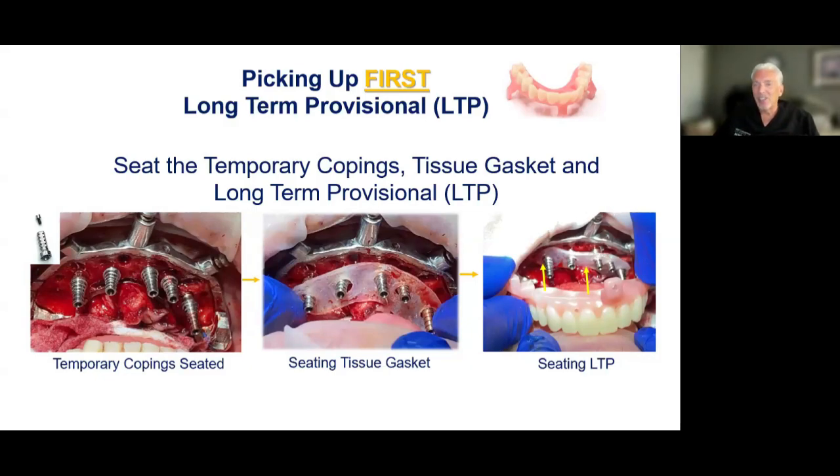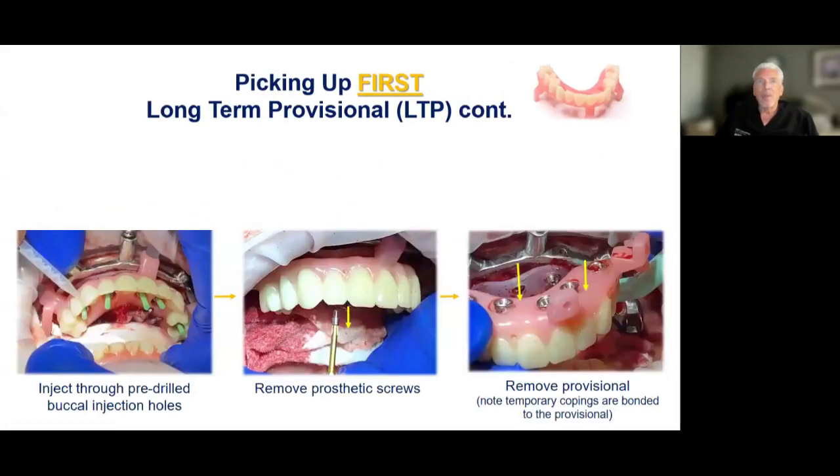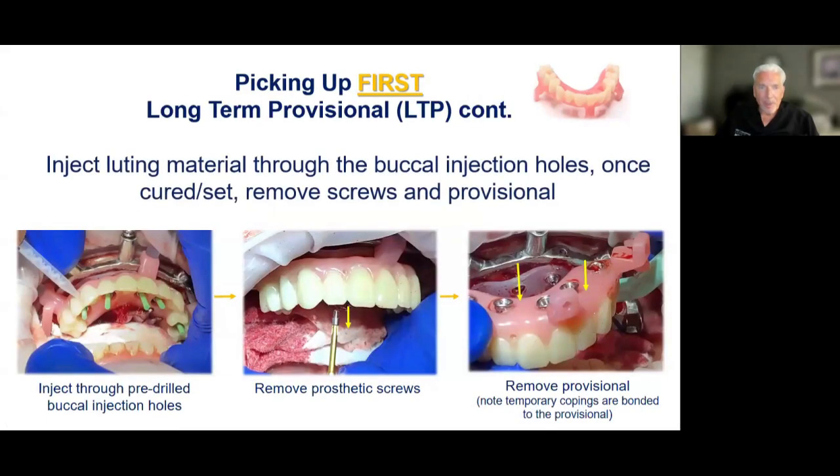So here you see the gaskets in place. The provisional we call long-term provisional. So we call that an LTP, long-term provisional. Get seated. That would then get pinned. As you see here, we are now using metal pins instead of little plastic ones. We have pre-drilled injection holes. You can see one right here.